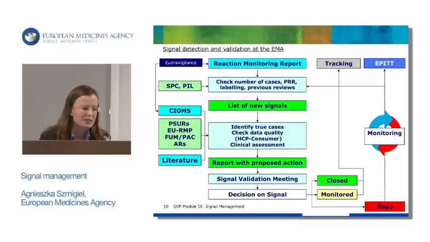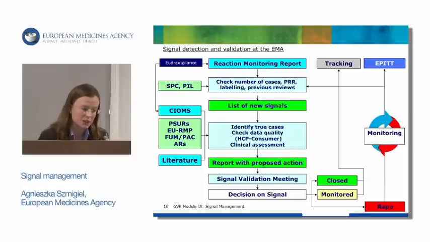This is again a summary slide of what we are doing here at the European Medicines Agency. The data are coming from EudraVigilance. We receive a statistical output, which is called the reaction monitoring report, where individual validators and assessors are checking the number of cases, the value of the PRR, the labeling, and the previous reviews. We compare with the SPC product information. And after reviewing on a periodic basis, we generate a list of new signals, in which we identify true cases, cases with good documentation of data.